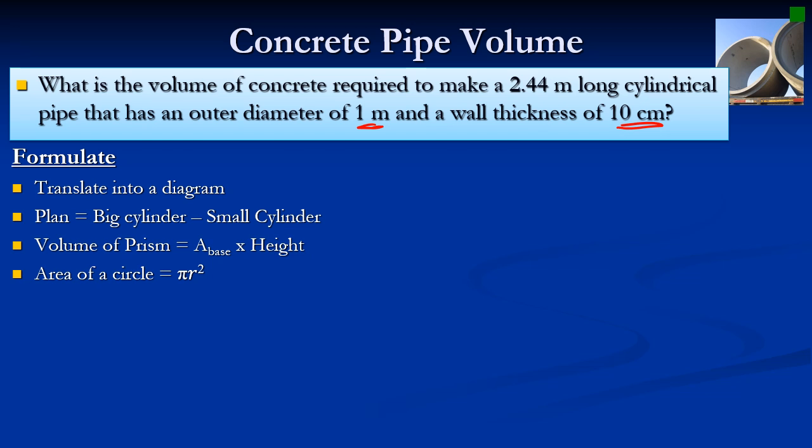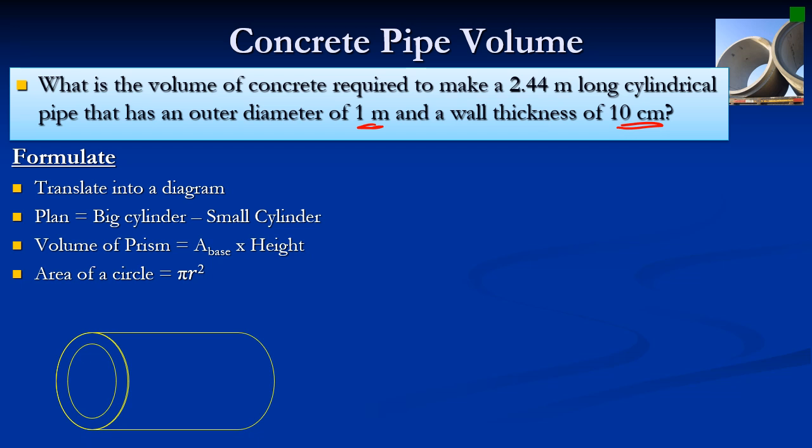So on your diagram, you need to put it all in a constant unit. Now your plan could be a big cylinder, take away a small cylinder. So we just measure the outer diameter, do that, and take away the smaller one, which is the empty space. The area of the base times the height is the volume of a prism, and we just need to know that the area of a circle is pi r squared.